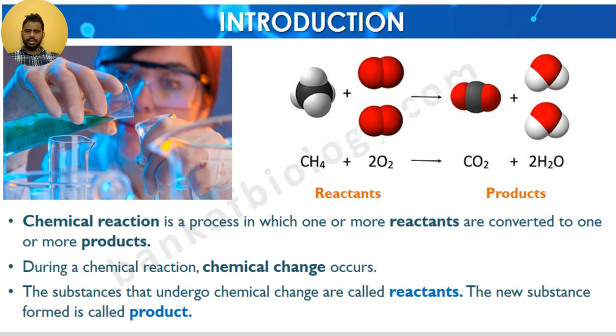So during a chemical reaction, some chemical change occurs. The substances that undergo chemical change are called reactants, and the new substances formed are called the products.